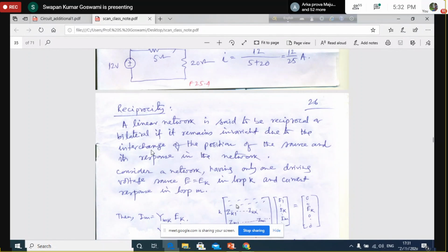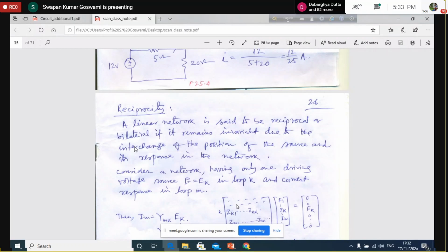Now we want to investigate this property in the context of the present discussion, when we are analyzing the network using loop analysis and nodal analysis. Finally, we have written the equation in the form, in loop analysis, Z into I equal to V. What is Z? Z is the loop impedance matrix, I is the loop current vector and V is the voltage source in the loop.